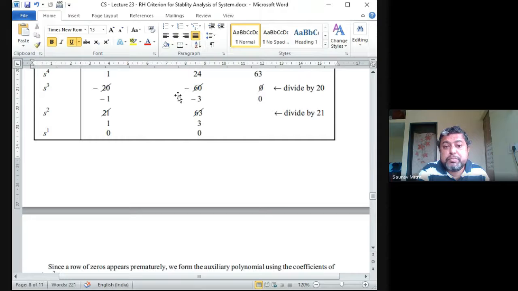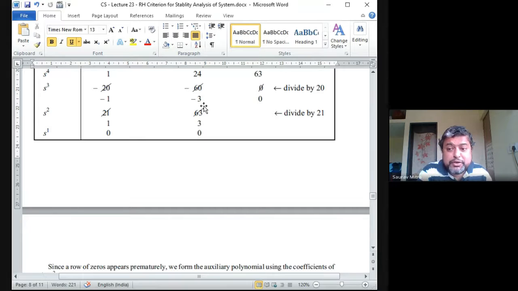Yes, sir. Minus s cube minus 3s, because this is an odd polynomial, because s cube is an odd polynomial. So minus s cube minus 3s equal to 0. So take s out and take the minus out. That means s square plus 3 is equal to 0.